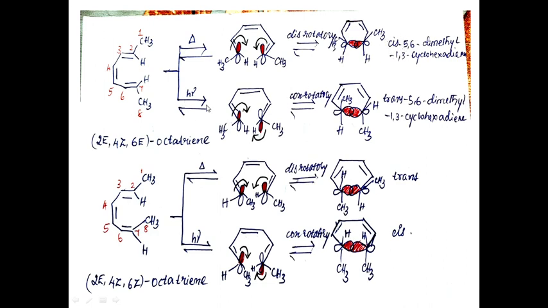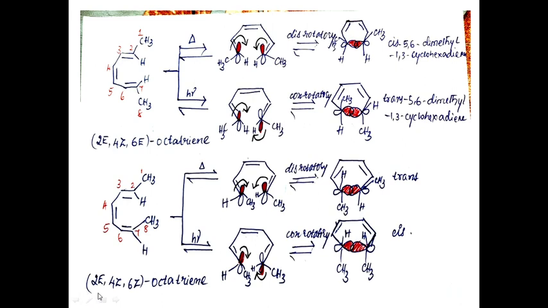Whereas under photochemical condition, HOMO is asymmetric. You're going to push one CH3 up, the other CH3 is going to be pushed down. Both the lobes are going to be rotated in the clockwise direction. Therefore, it is called conrotation, and the product you're going to get is trans. So this one is about 2E,4Z,6E octatriene.